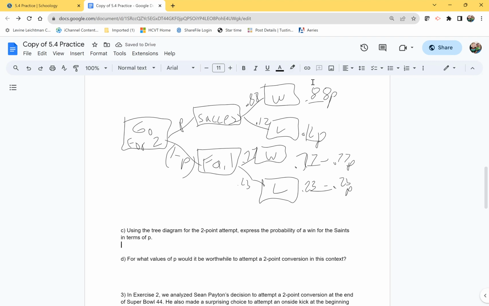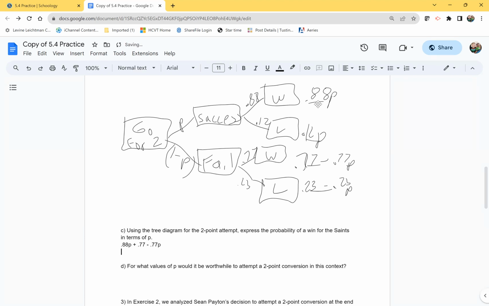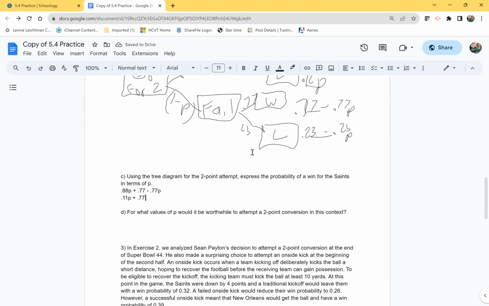All right, next question, express the probability of the Saints winning if they go for 2. So for that, I'm going to add up my win boxes. So I have 0.88p in the win box plus the 0.77 minus 0.77p is also in the win box because even though we failed on the 2-point conversion, we still win. Okay, so if I combine like terms there, I get 0.88 minus 0.77p is going to give me 0.11p plus 0.77. That 0.77 in the middle has nobody to combine with. And that's going to be our answer for part C.